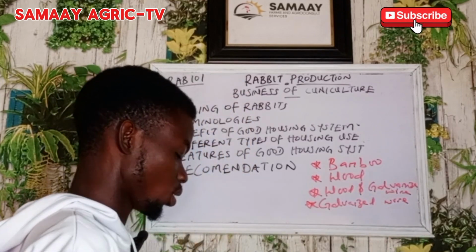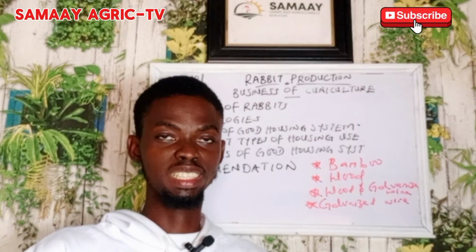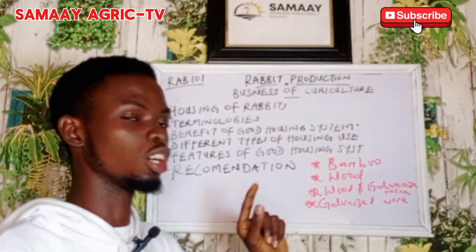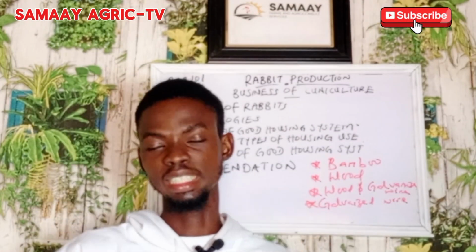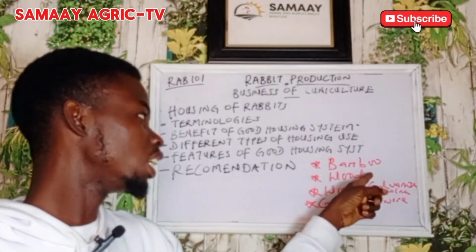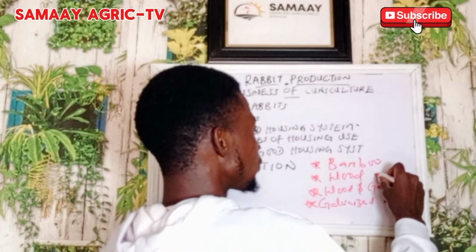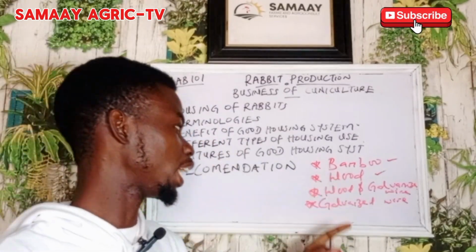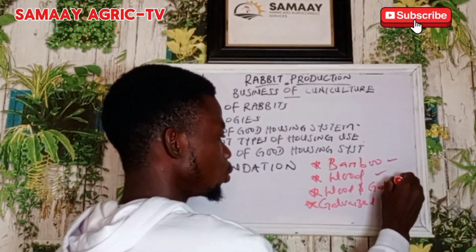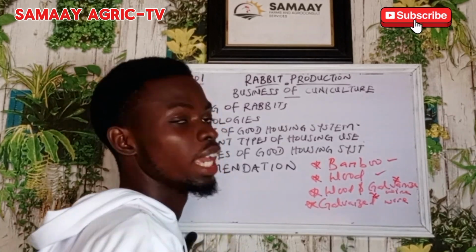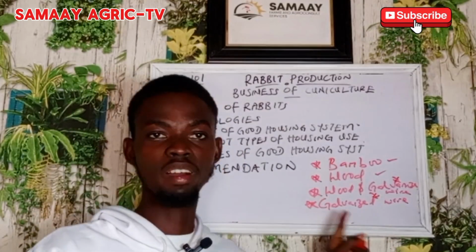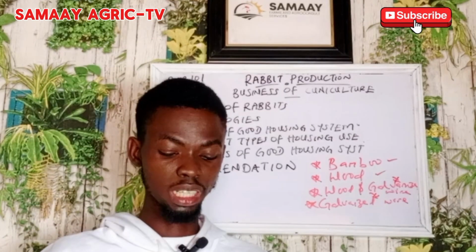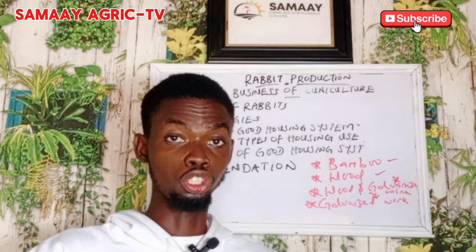One of the things I will always advise is that in construction of the cage, you have to make use of wire, because rabbits have sharp teeth that can actually destroy wood and bamboo. So in making the cage, you have to plan ahead to have this galvanized wire so that they cannot break into or destroy it.